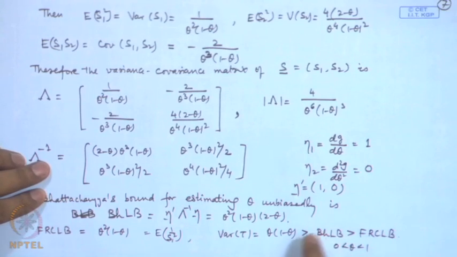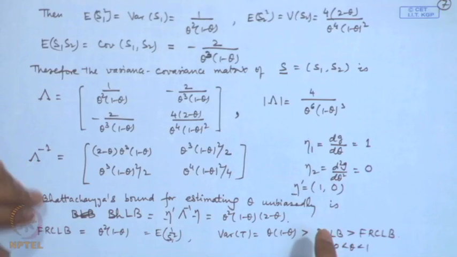Now, what you observe here is that although this unique unbiased estimator t is the best unbiased estimator, it does not achieve the Bhattacharya lower bound, but the Bhattacharya lower bound is sharper than the FRC lower bound. So, in that sense, this is an improvement over the FRC lower bound, although we are making an assumption about the differentiation of the density function a higher number of times.